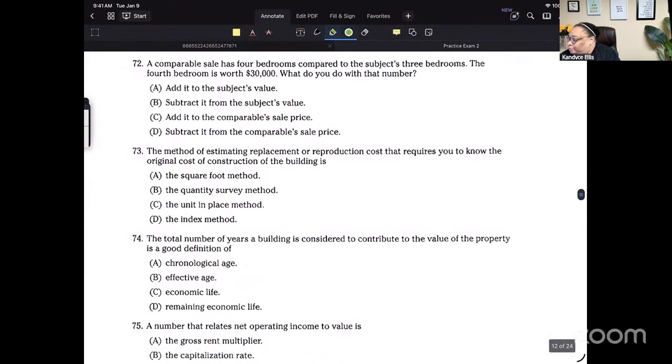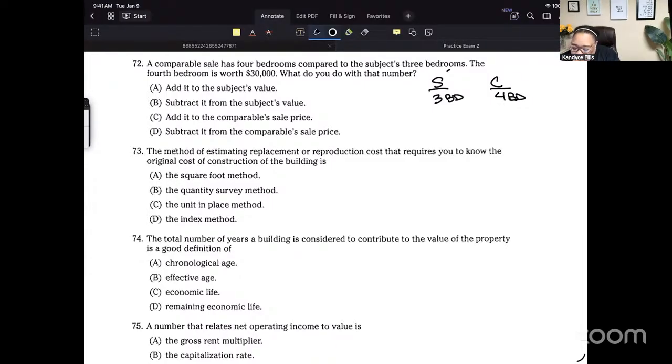7-2. A comparable sale has 4 bedrooms compared to the subject's 3 bedrooms. So I'm going to stop right there and write it down. The subject has 3 beds. Okay, let's just try that again. And the comp has 4 beds. I just don't want to get it mixed up in my head.